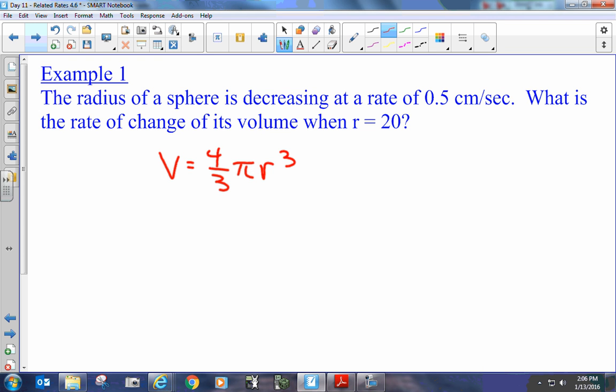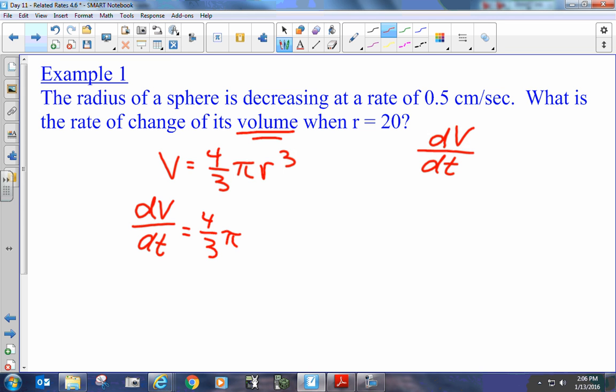Now, they want us to find the rate of change of volume. So we need to find dV with respect to time. Well, let's take the derivative. I'm going to have 4/3 times my pi. That's a constant. I can just leave that out and take the derivative of everything else. Now, what's the derivative of r cubed? It is 3r squared times dr over dt, because it's the change in radius with respect to time.